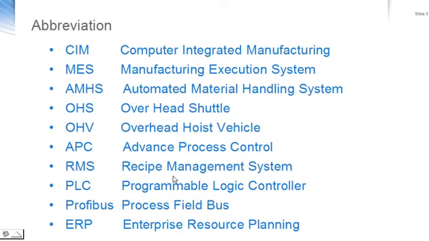RMS means recipe management system. PLC means programmable logic controller. Profibus means process field bus. And ERP means enterprise resource planning.